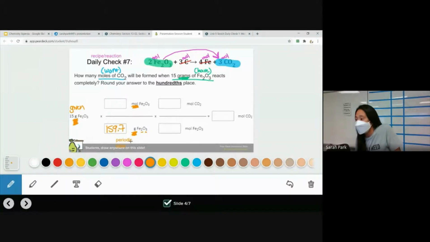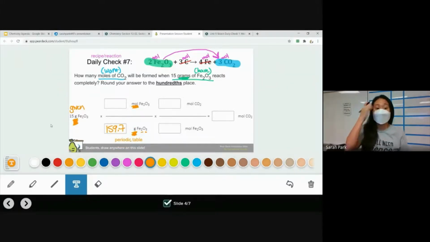This particular number came from the periodic table. Does everybody understand how I got 159.7? Okay. Okay, so here we go. Sorry, I closed the window so I can't find y'all.